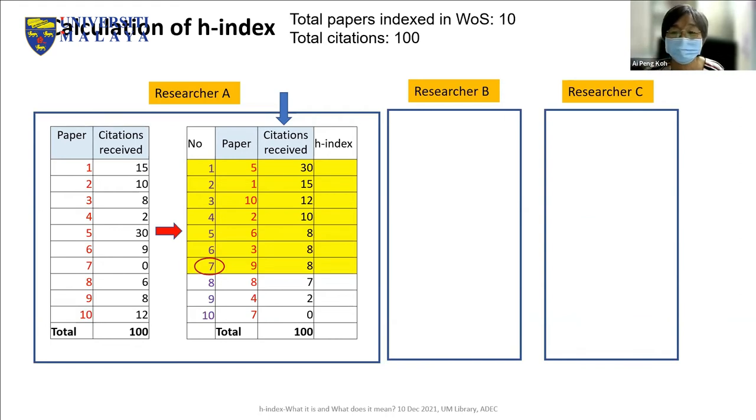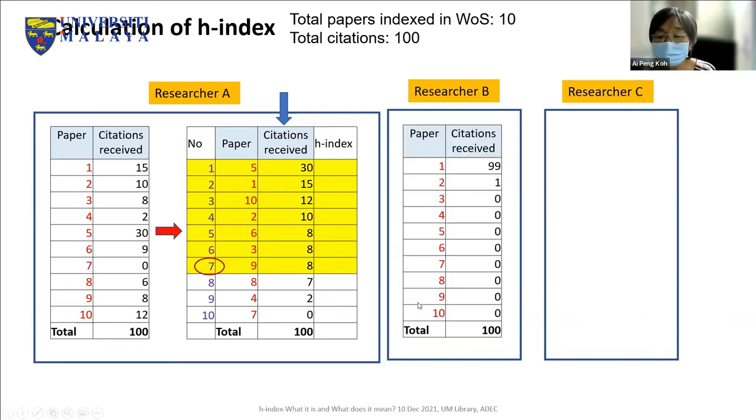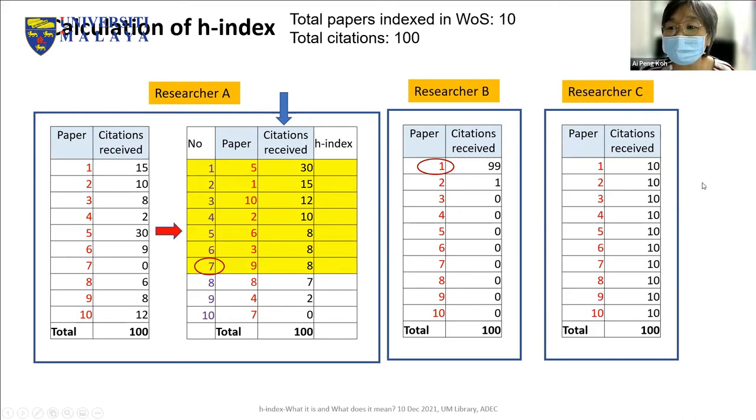Move on to researcher B. Researcher B, make another wild guess. What is the H index for researcher B? Actually, it's not a wild guess. Now you're supposed to have some idea how to calculate H index. Very good. Everybody got it right? Yeah, H index is 1. So I think now everybody is clear on how to do it. So researcher C, what is the H index of researcher C? Okay, 10 is the answer. Thank you for your participation.